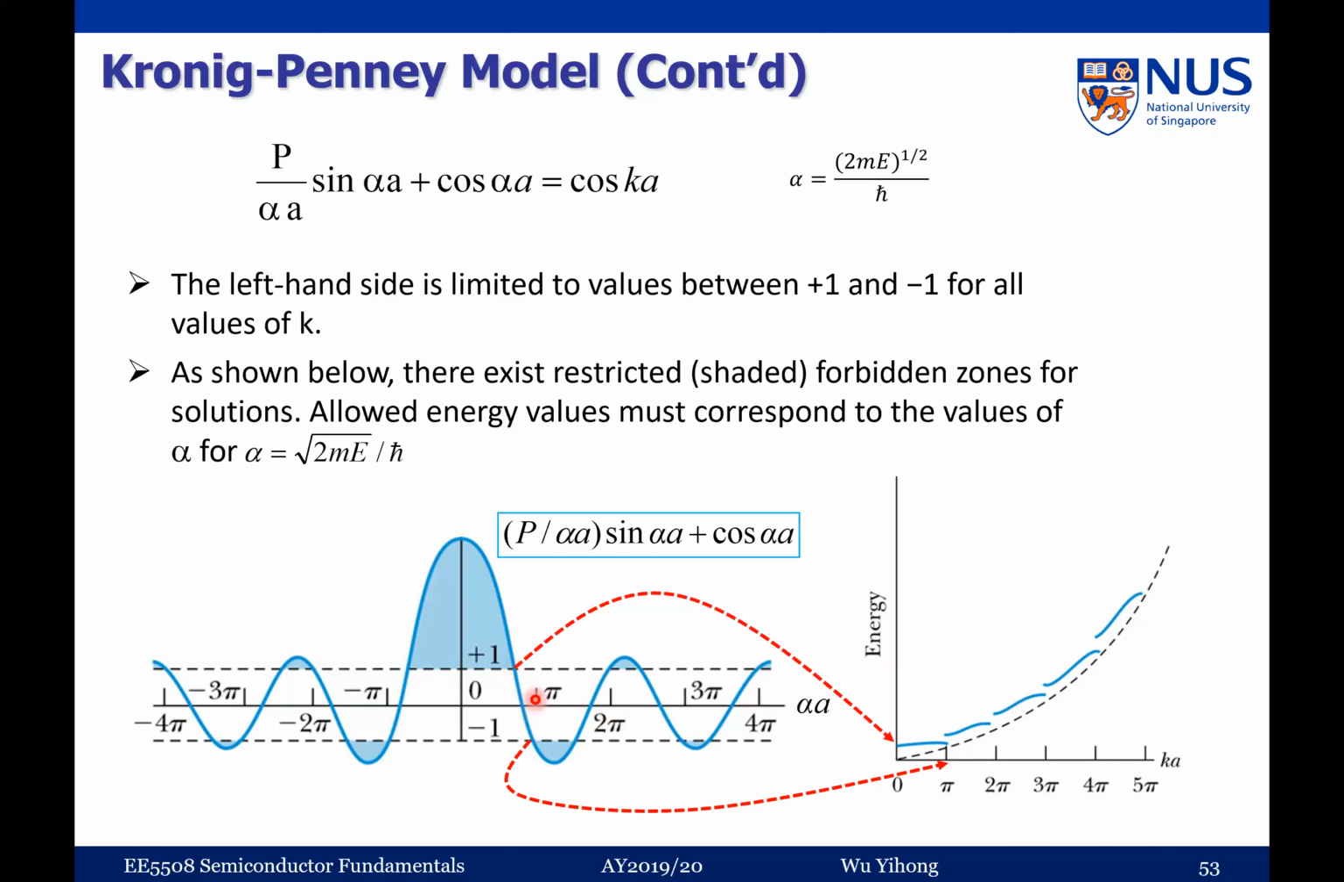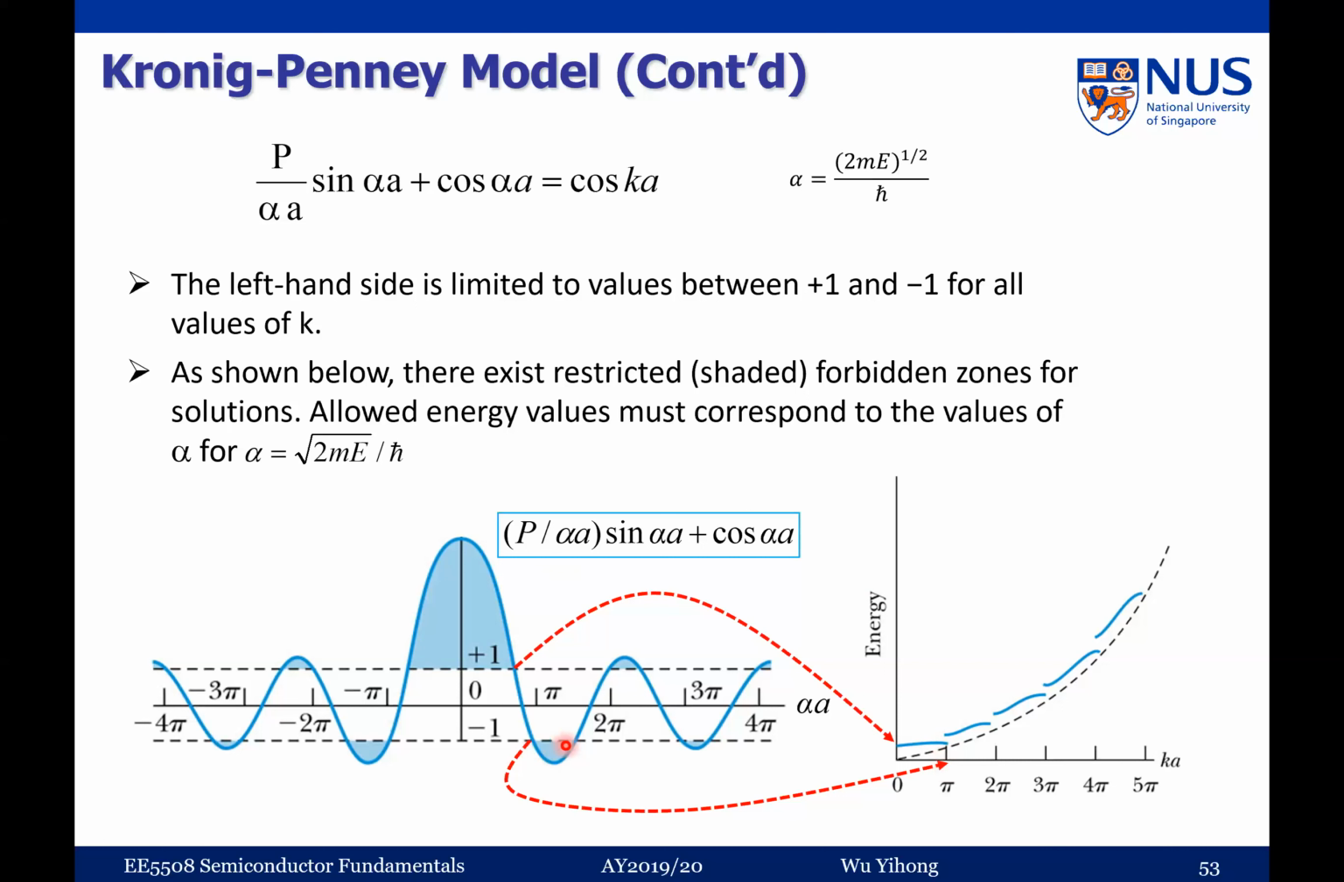So once you increase to here, since this part is already minus 1, that means this Ka is already pi, right? So Ka is changing from 0 to pi, so now here. So when you reach this region, again you don't have a solution for K and E again.